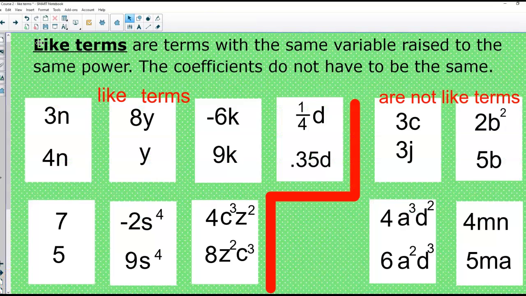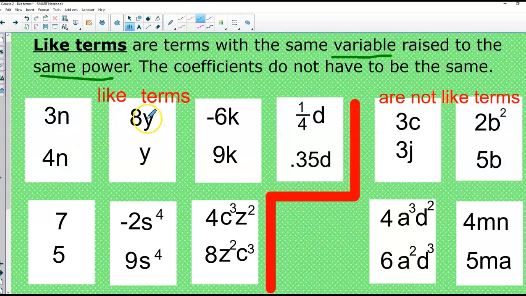Okay, on this screen, to the left of this red line is some examples of items that are like terms. We'll talk about the right in a second, which is those that are not. But let's look at the left. So remember, in order to be a like term, it has to have the same variable and power. Those are the two things that we are looking for. Okay, so look at 3 and n. It has the same variable and power, right? There is none, so that's a like term. Again, we're not worried about the number or the coefficient in front.